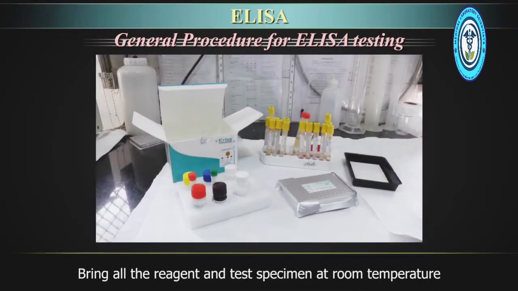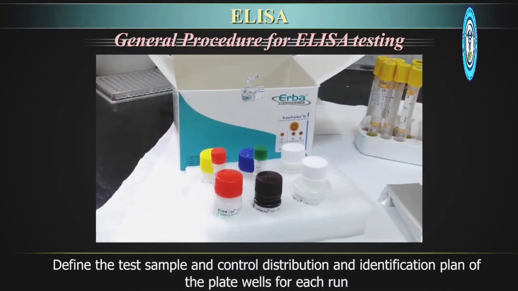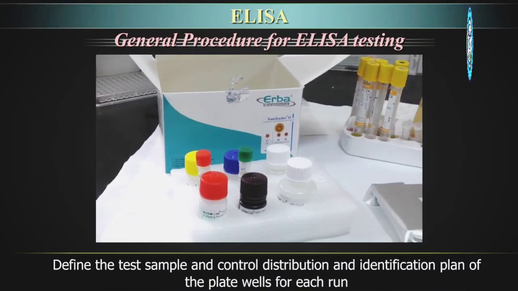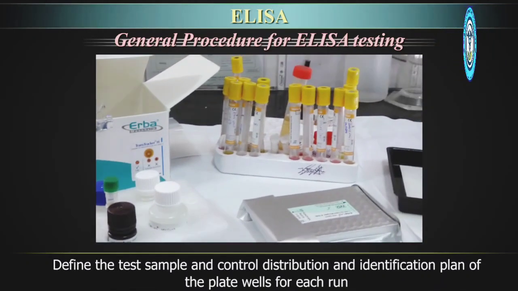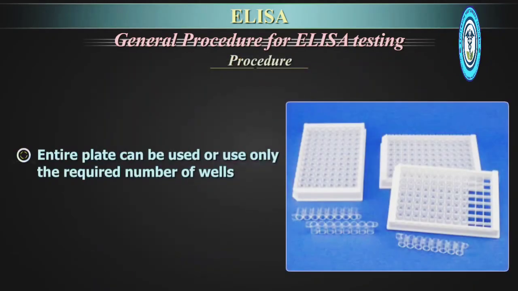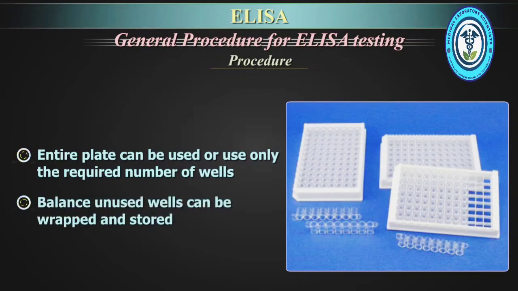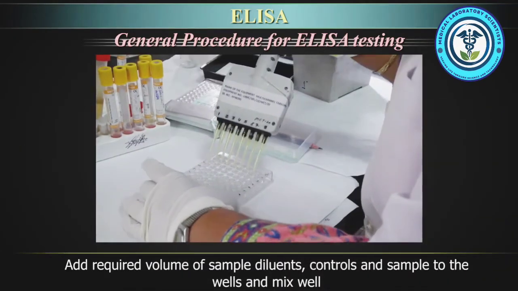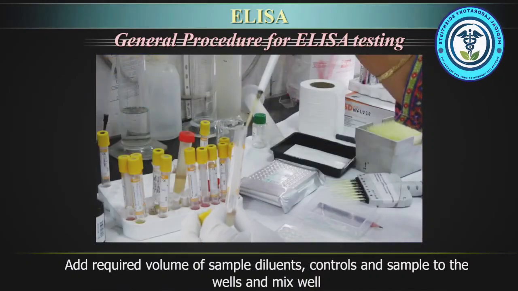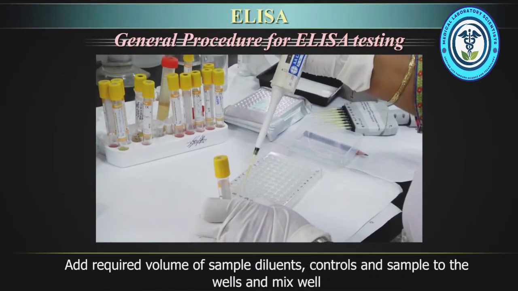Bring all the reagent and test specimen to room temperature. Define the test sample and control distribution and identification plan of the plate wells for each run. The entire plate can be used or use only the required number of wells. The balance unused wells can be wrapped and stored. Add required volume of sample diluents, controls and sample to the wells and mix well.